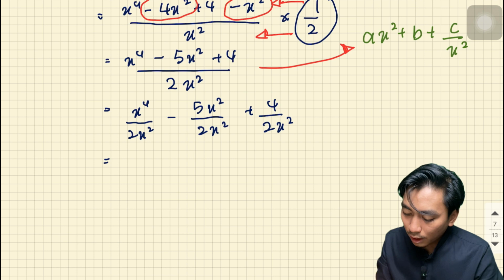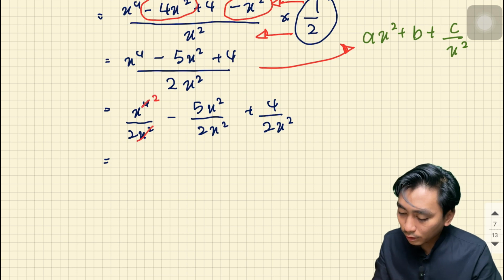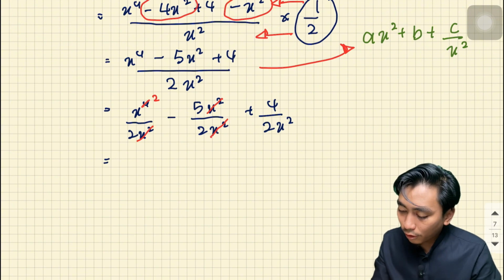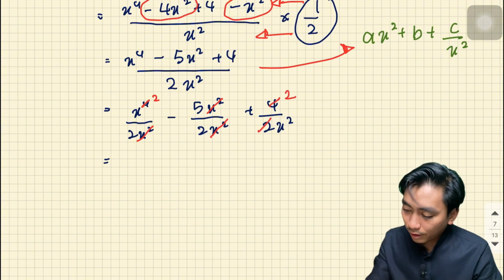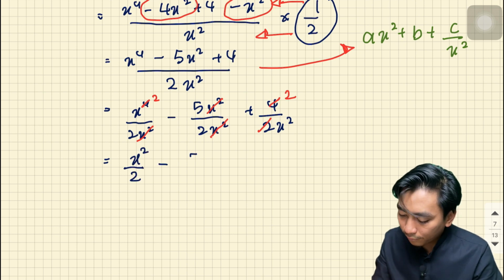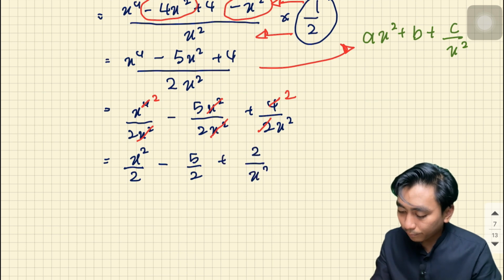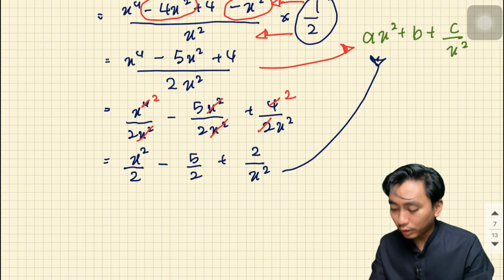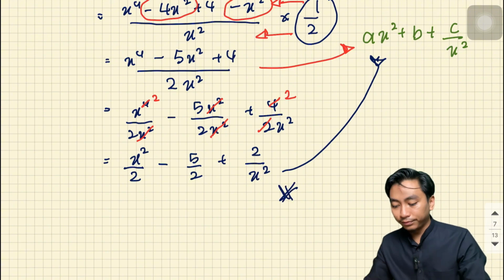From here, x square will be x square. From here, the x square is cancelled. And the third term, you only simplify the 4 and 2, which will be 2. The final answer will be x square over 2 minus 5 over 2 plus 2 over x square. Now you get the same form as the question. So this is the final answer.